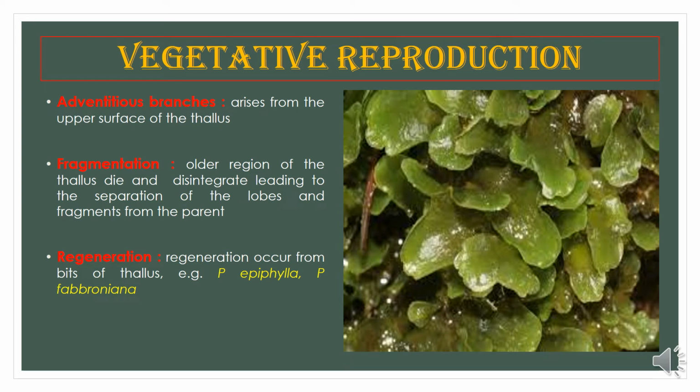So, vegetative reproduction in Pellia occurs by three processes. One is the adventitious branches. We know that any branches which are out of place are called adventitious branches. In Pellia species, usually they have a dichotomous branching, but any branches that do not occur at the tip, at the apex of the growing point, the usual position, are termed adventitious branches.